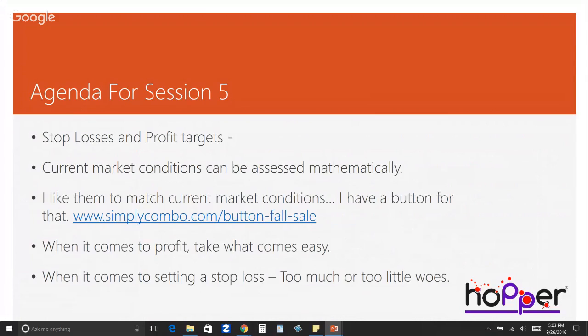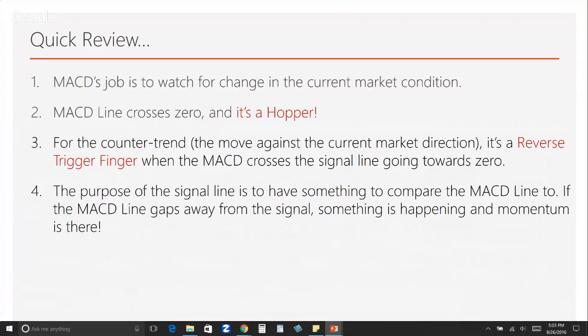When it comes to taking profit, I take what comes easy. And when it comes to that stop loss, there are woes when you get it too tight or you have it bigger than it needed to be, and we've all experienced that. So we're going to talk about that tonight.